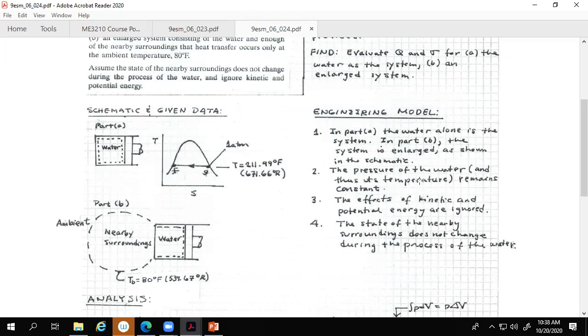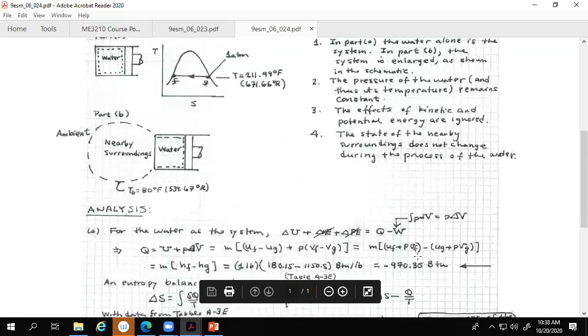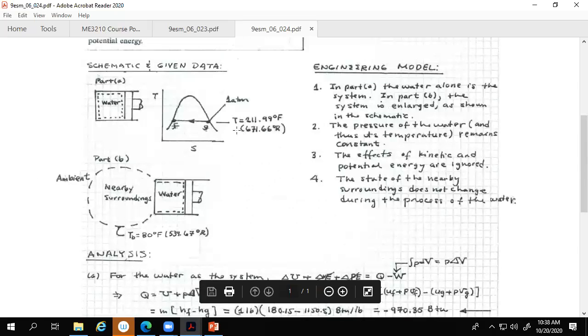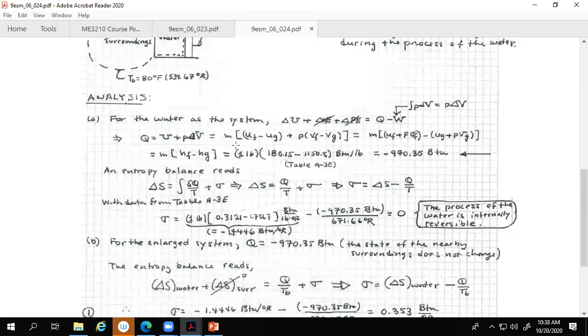The pressure of the water, and thus its temperature, remains constant because we're just going across the dome. Effects of kinetic and potential energy are ignored, and the state of the nearby surroundings does not change during the process. So just looking at this, we're going from G over here to F. Pretty simple. So let's look at it.